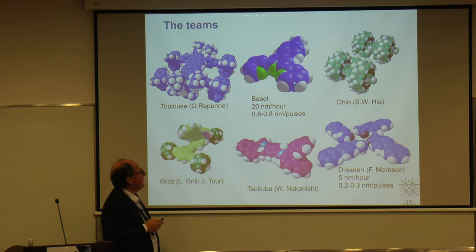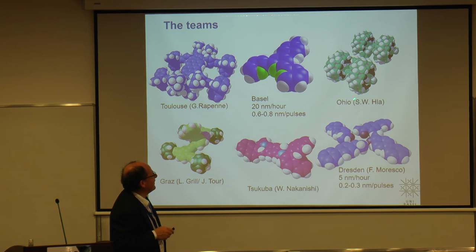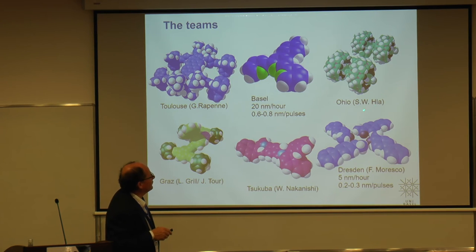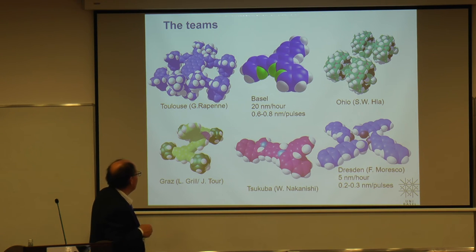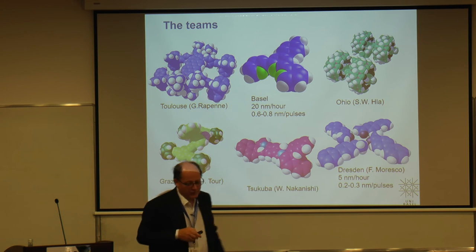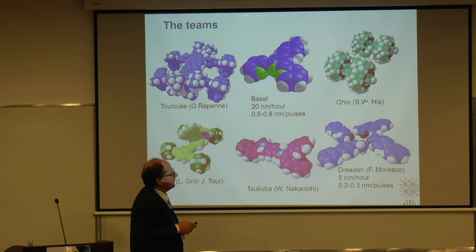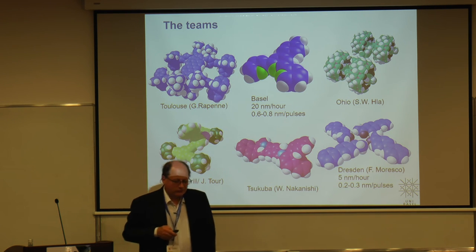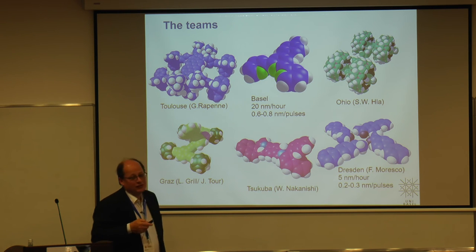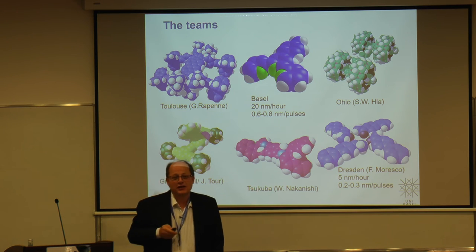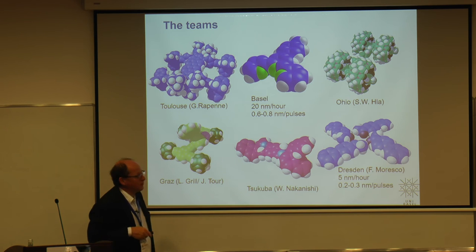So, this is the Ohio team, and the Graz team with Leonard Grill and this Kuba NIMS team. And this Dresden team, they had actually, they call it windmill, so there are four molecules together, but they form a quite stable aggregate and can be moved as an entity. So the idea was that if they lose one of the molecules, they could put it back. So like you change your wheel in a car, you can change the molecule, put it back.